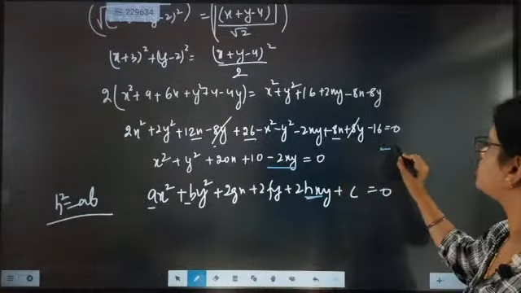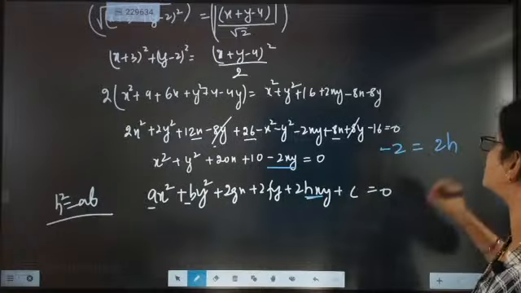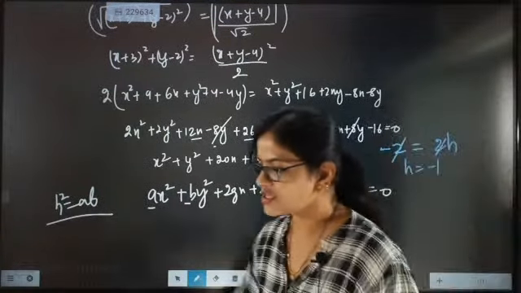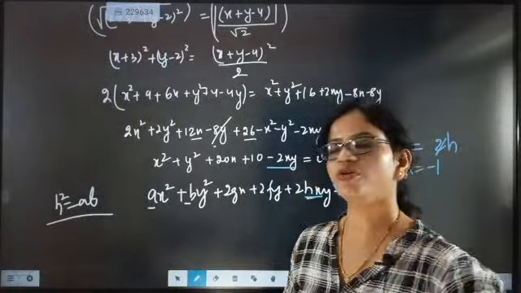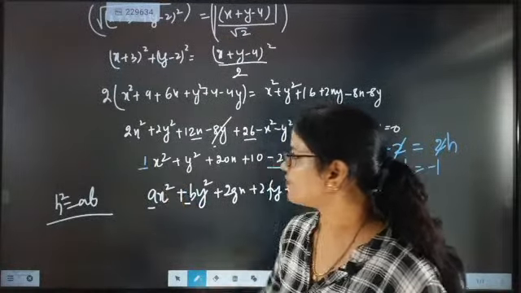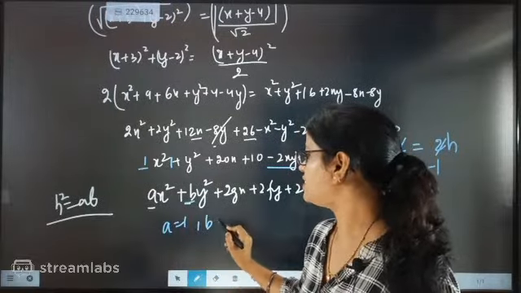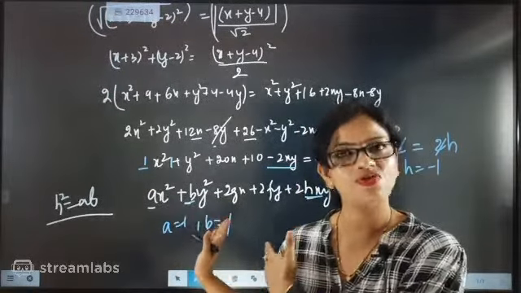If you compare this one with this one, minus 2 equal to 2h, so 2 will get cancelled. H is coming as minus 1. What is the coefficient of x? The coefficient of x square is 1 here. So A is equal to 1, B is equal to 1. This is the general equation of parabola.